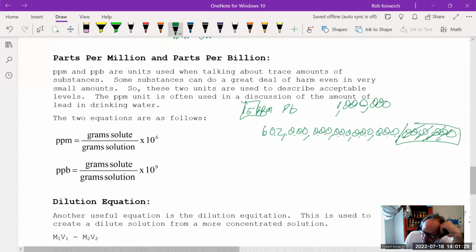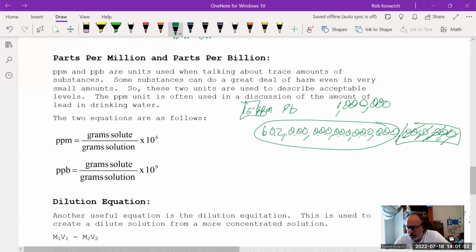Let's take the million part out. And now how many lead atoms do you have in that water? You have this many per mouthful. Per swallow of water, you have that many leads going into you. So obviously that's a large number. And even though drinking water like that won't kill you immediately, it will cause problems over time.